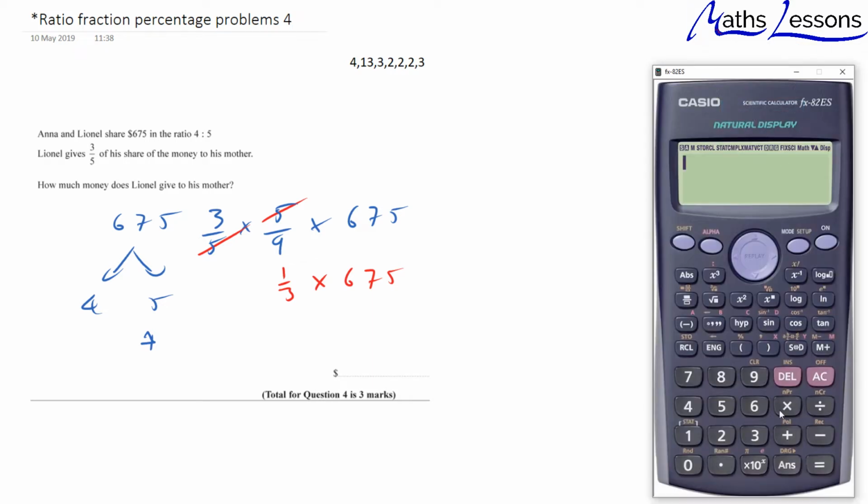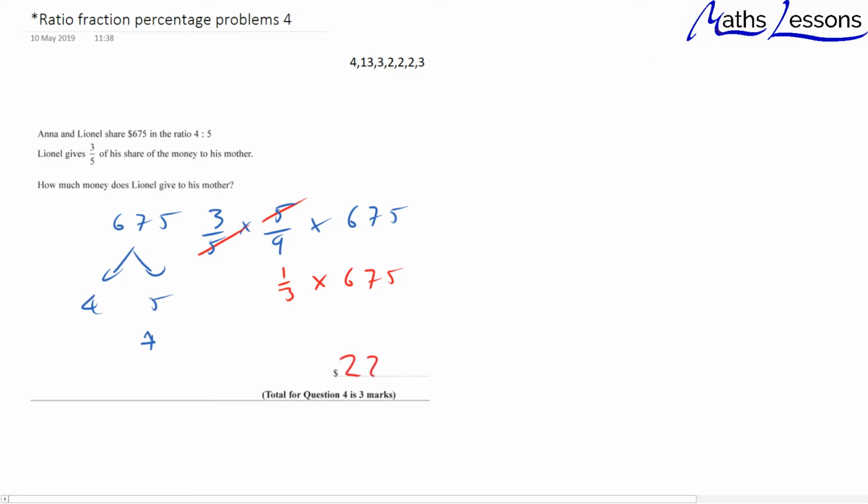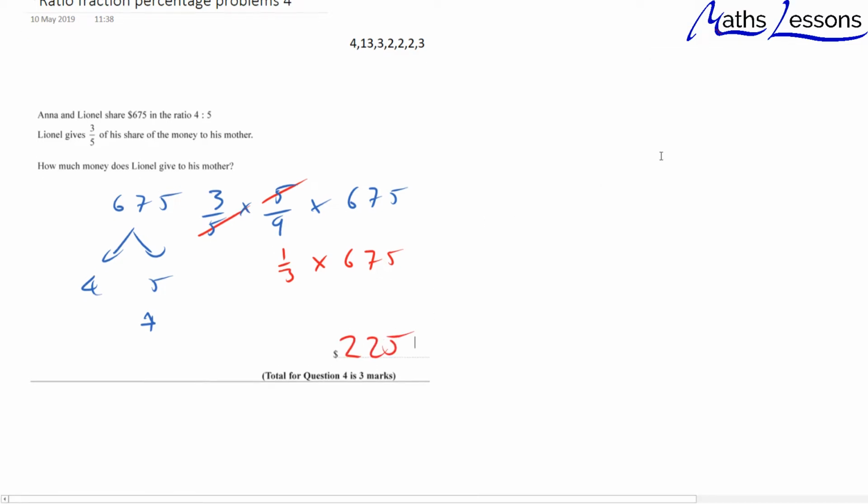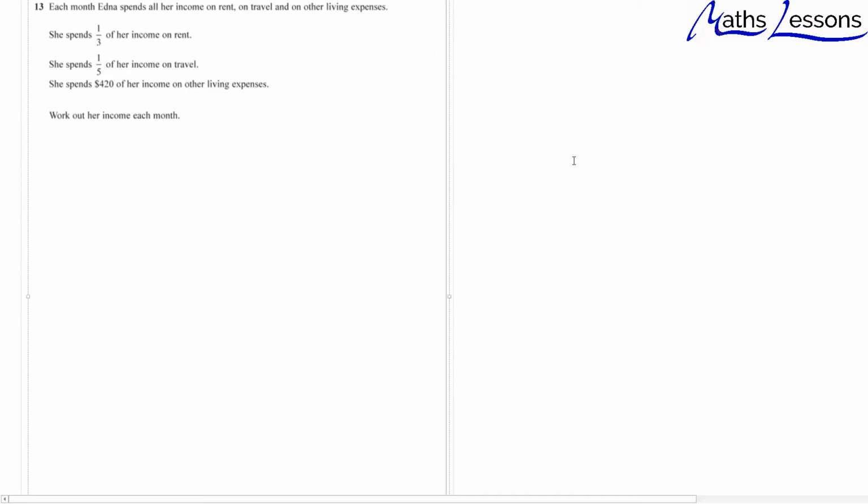Using your calculator, you can just do it and you get the answer as $200. So that's a nice easy one to start off with. Go down to the next one. So we have this question.